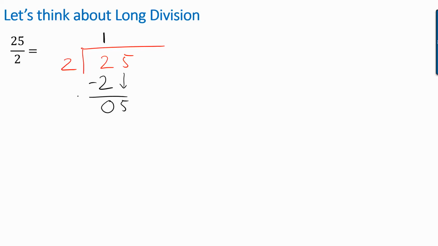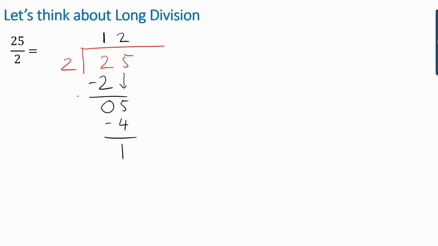Now that we ask, how many 2's fit into 5? What would you say? 2. So if you think about it, 2 groups of 2 is 4. And then you find the difference. And you say, all right, the difference is 1. Now what you would then tell me is, you can either move into decimals, but with polynomials and algebra, we don't go into decimals. We leave it as fractions.